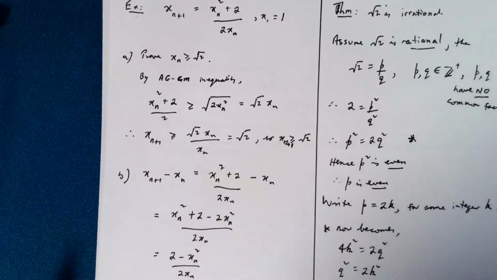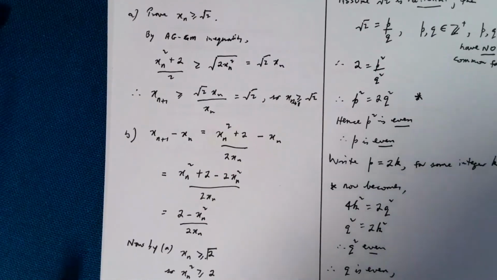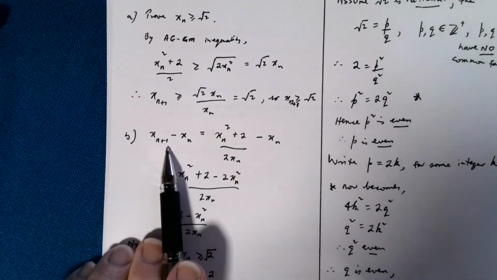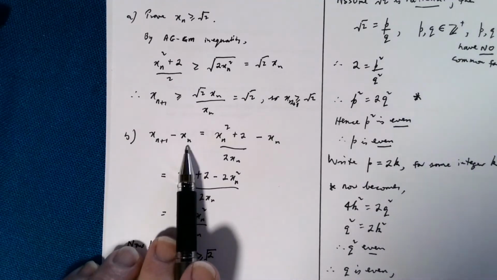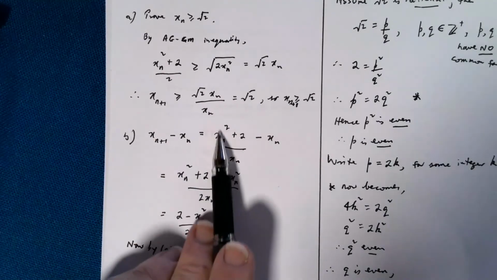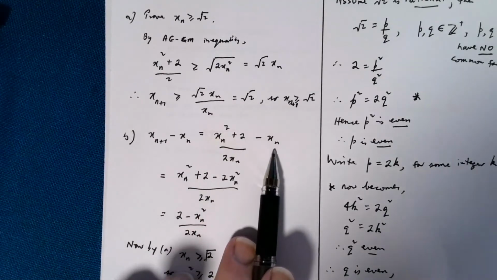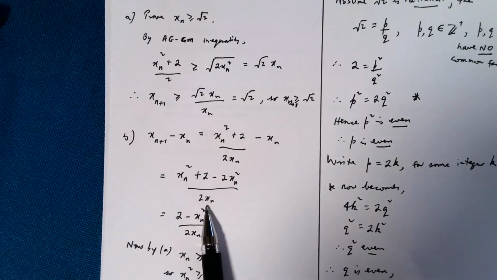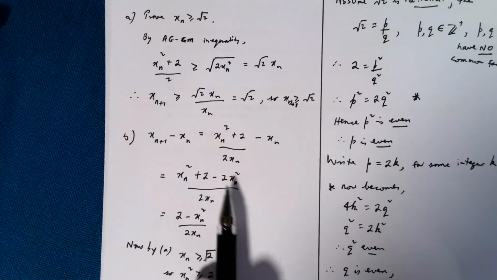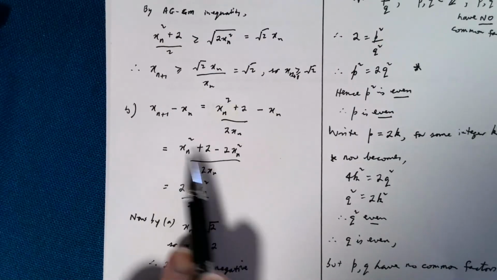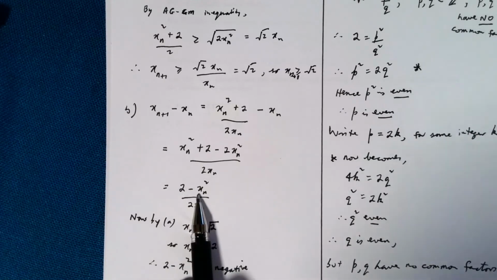Now, for the second part, we want to show that this thing is decreasing, and again, we do this by looking at the difference. This is one way to prove something is decreasing: look at each term minus the term before it. So I plug in my recursive formula for x(n+1), and then minus xn. Again, I put it over a common denominator of 2xn. So I get xn squared plus 2 minus 2xn squared. And I can simplify this a little bit. In the algebra, this is 2 minus xn squared.